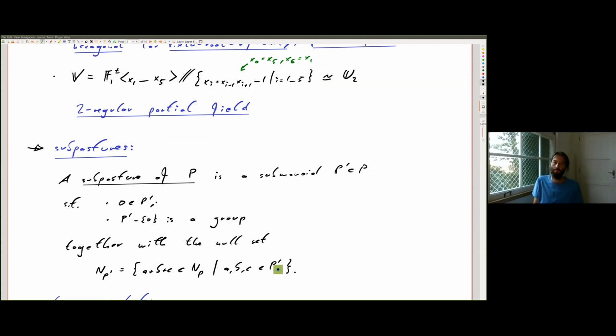So that's a subpasture. And it's convenient that we just have to write down the monoid and the null set comes for free.